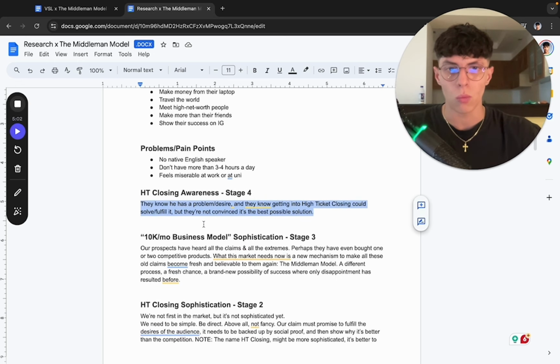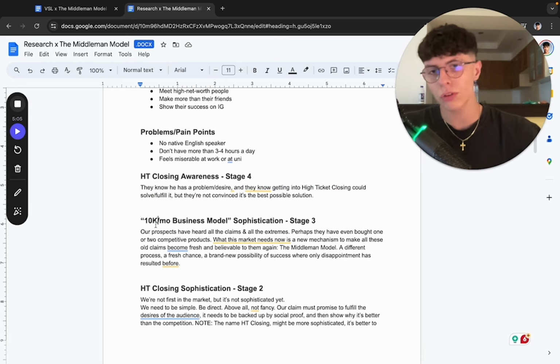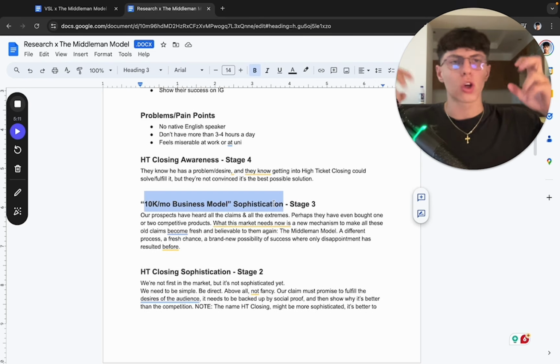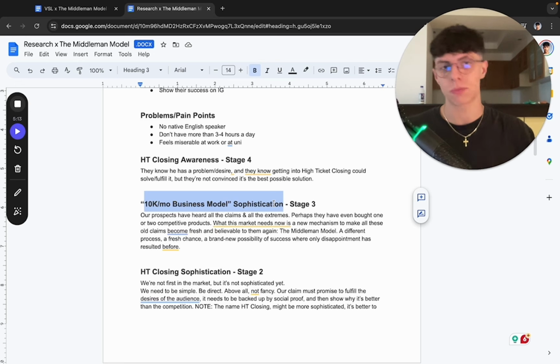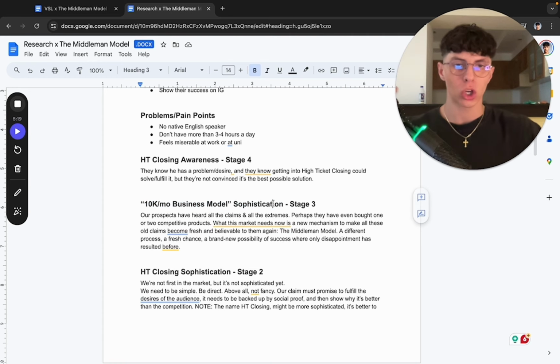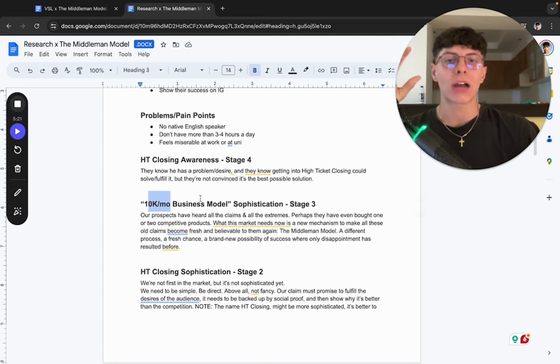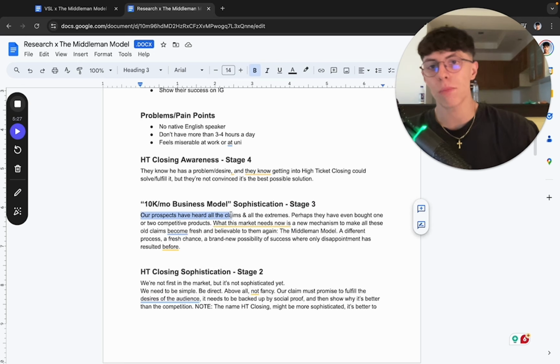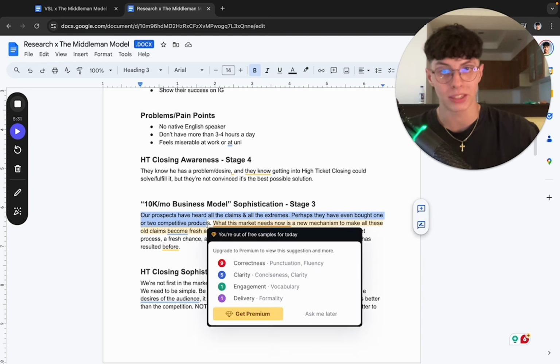Now, what is their sophistication? There's two different types of sophistication here. We have sophistication for what concerns the overall $10,000 a month business model, which has been around for years. And then we have the sophistication for the actual high ticket closing market. So let's look at the $10,000 a month business model sophistication, okay? Here we see that we're in stage number 3, which means our prospects have heard all the claims, all the extremes. They even bought 1 or 2 competitive products.